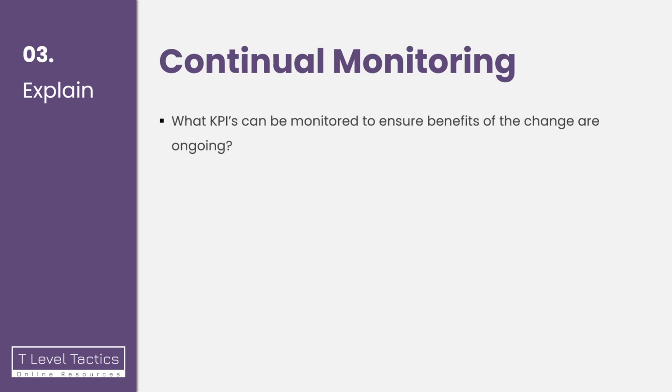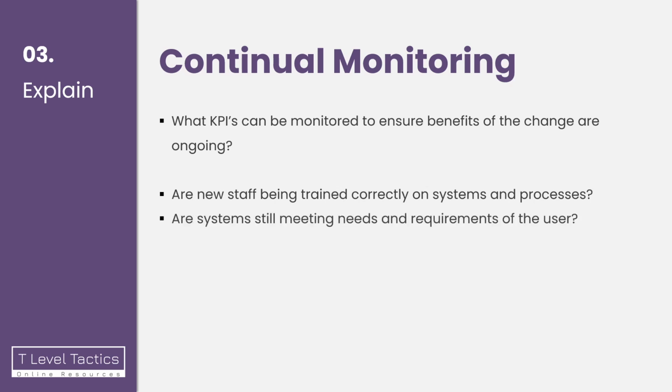So what kind of KPIs, key performance indicators, can be monitored to ensure benefits of the change are ongoing? Are new staff coming to the organisation being trained correctly on systems and processes? Are systems still meeting needs and requirements of the user? Are good working practices being adhered to? These are things we might want to keep an eye on to make sure that systems and products are being used correctly.